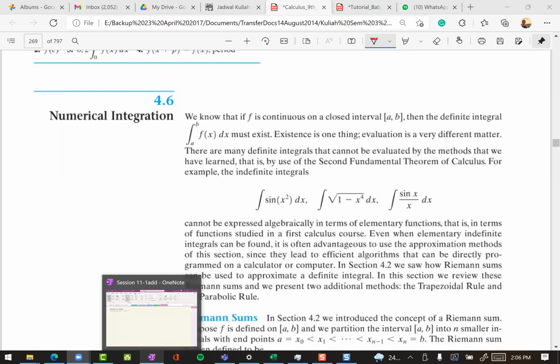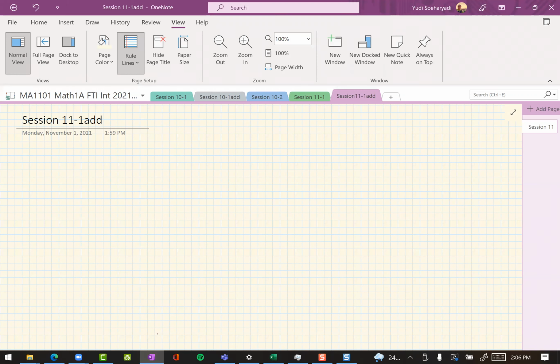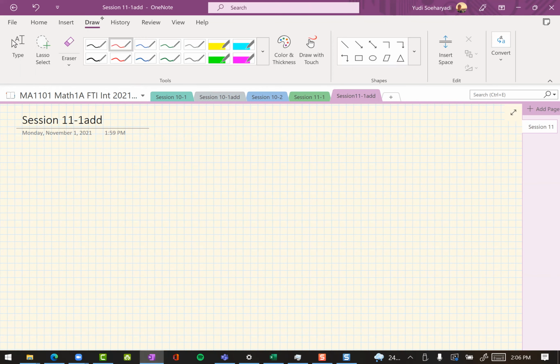Okay, let's continue with our material. The next section, the last section of the chapter, is what we call numerical integration. As we saw from the Fundamental Theorem of Calculus, the second one, it tells you how to compute a definite integral.